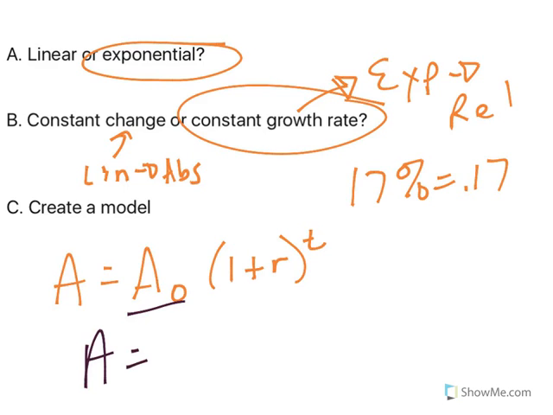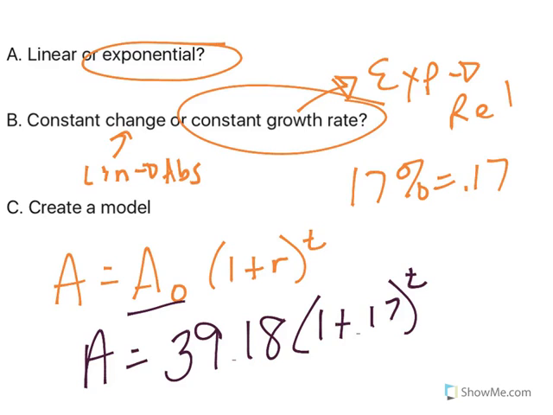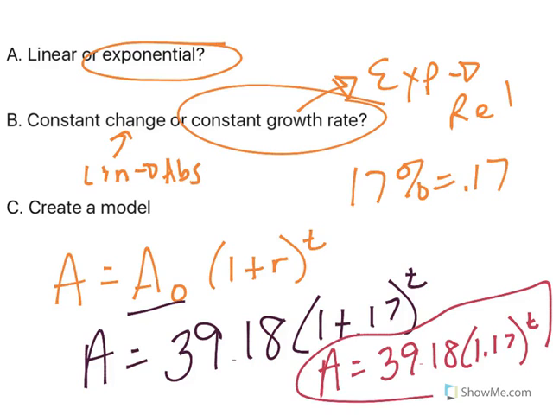So A equals 39.18 times 1 plus 0.17 to the t. And of course, you can take your 1 plus 0.17 and end up with your final amount is 39.18 times 1.17 to the t. And there is my model.